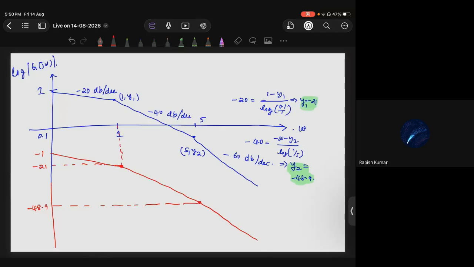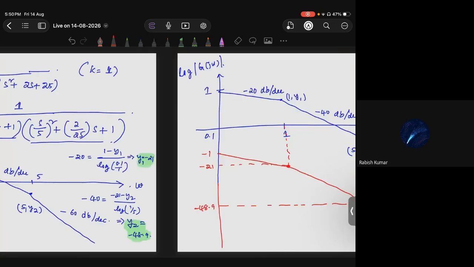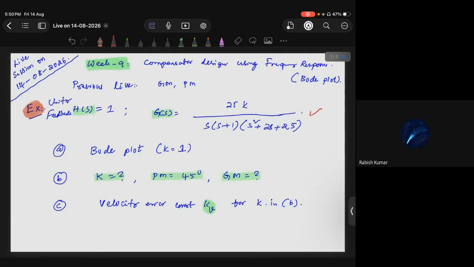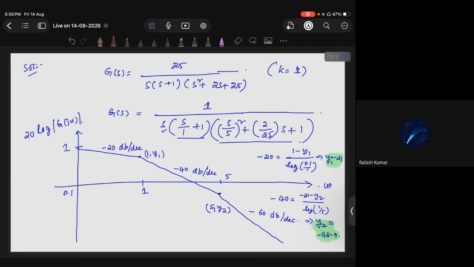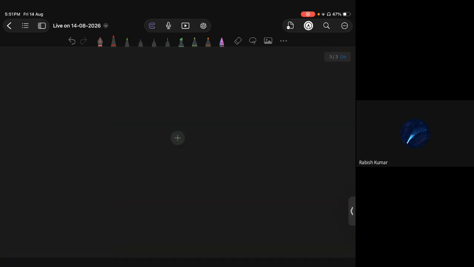This is our Bode plot. The red curve is our Bode plot. Is there any doubt in this? If you have any queries, you can ask me. So this is our first question, question A. Given the transfer function, find the Bode plot for k is equal to 1. Here I wrote it directly because I don't have any zeros here. We have poles only.